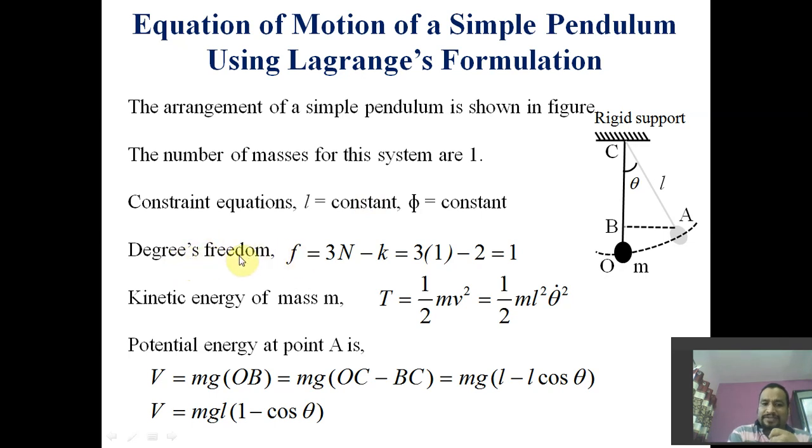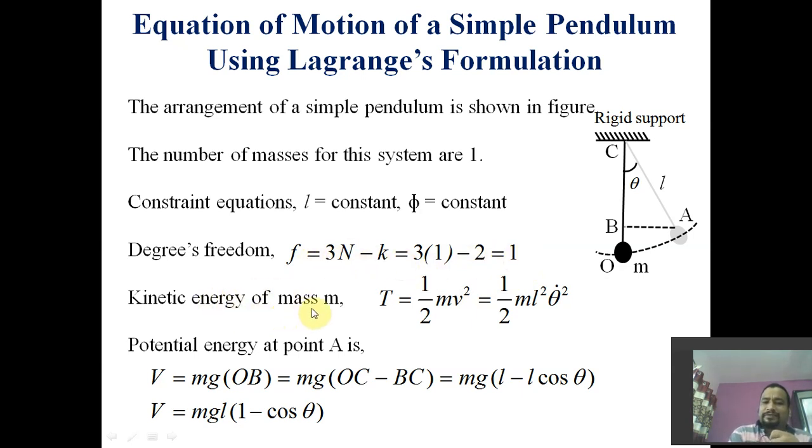Now we want to find the degrees of freedom for this system. F is equal to 3n minus k, where n is the number of masses present in the system. It is 1, and k is the number of constraint equations. Here there are 2. Therefore, the degrees of freedom becomes 1.